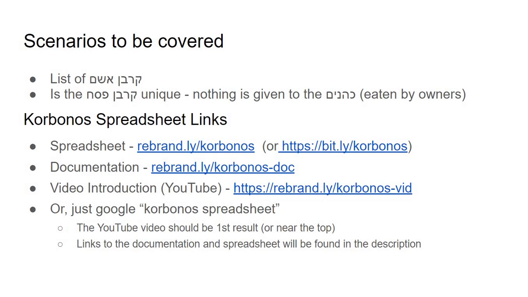In this video, we'll cover the following scenarios. First of all, provide a method for doing a query or a filter to find a list of when one would bring a Korbonos. The second scenario is to answer the question, is the Korban Pesach unique?